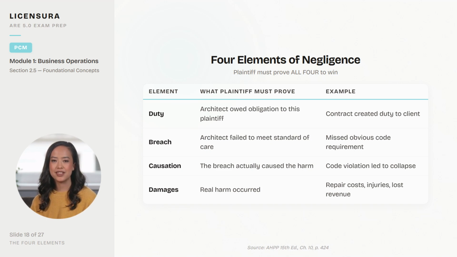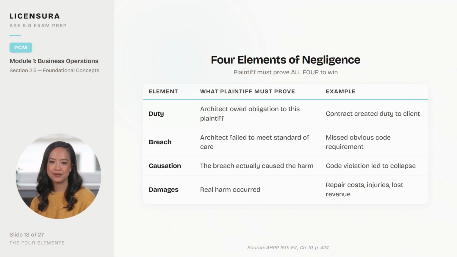Element 3, causation. This is the big one, and it's where a lot of cases actually fall apart. The breach has to have caused the harm. Maybe you made an error in your design, but it was the contractor's sloppy installation that actually caused the building to fail. If your error didn't cause the damage, there's no causation and no case.